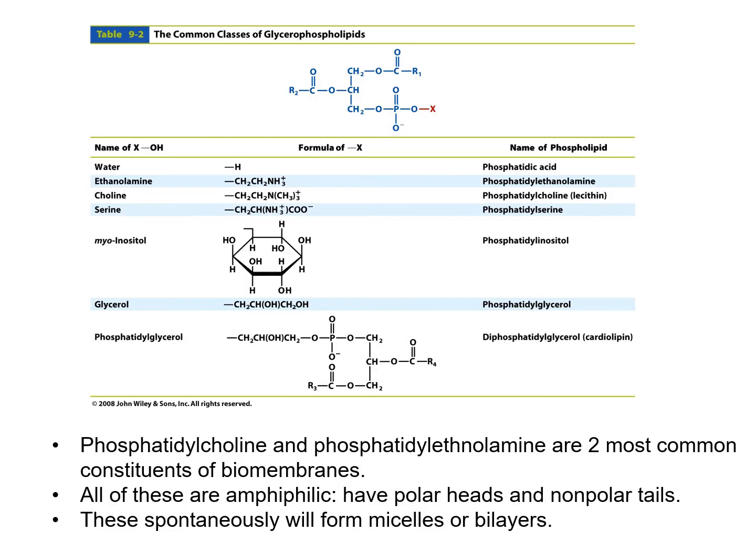This table shows the common classes of glycerophospholipids and lists the X group that can be attached to the phosphate group. So it can be a hydrogen atom again, or ethanolamine, choline, serine, inositol, and so on. And among them, phosphatidylcholine and phosphatidylethanolamine are the two most common constituents of biomembranes.